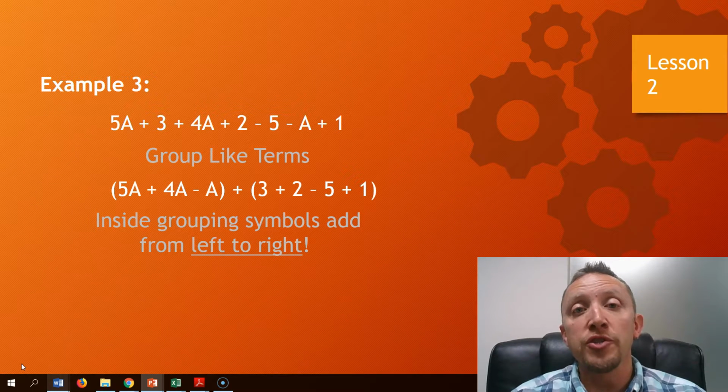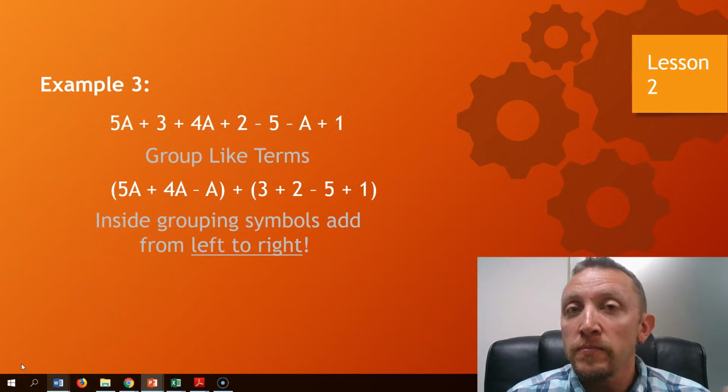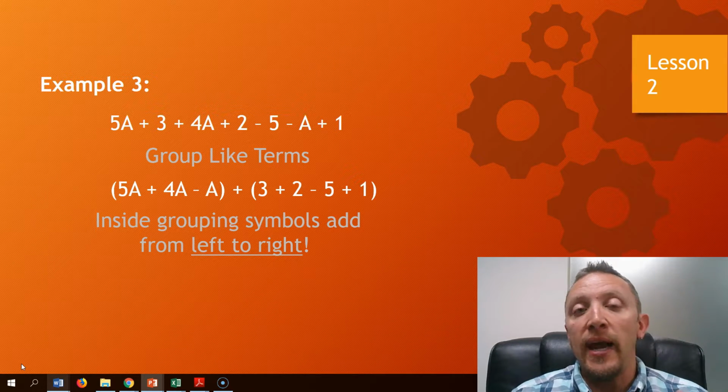So inside of that first group with all those A's, we're going to add those together from left to right. So 5A plus 4A would be 9A, but then we take away an A. Okay, so we like having 9 green M&Ms and we sneak and eat one. So now we would have 8A.